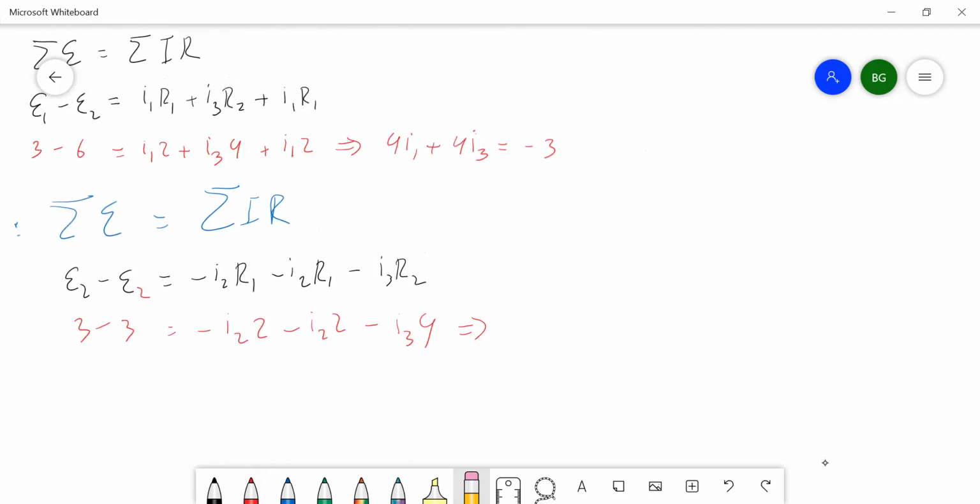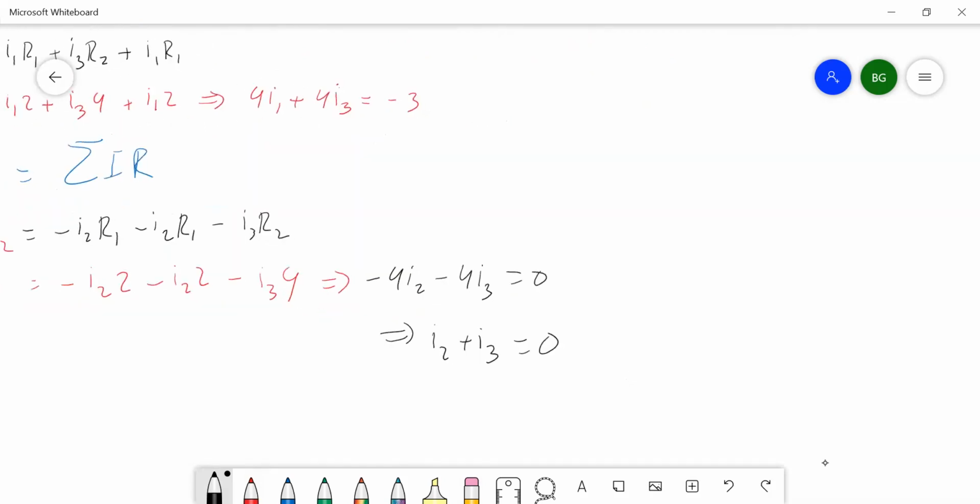Let's say this is minus 4I2 minus 4I3 equals 0. Then we get I2 plus I3 equals 0, which means I2 is minus I3. So we get this one and this one.